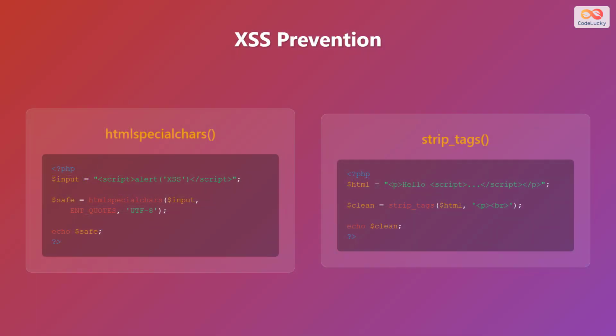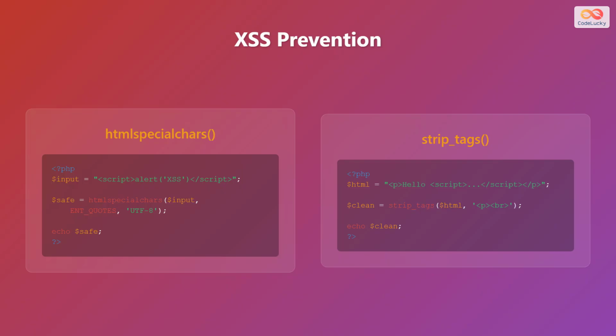Cross-site scripting, often abbreviated as XSS, is a common web security vulnerability. To prevent XSS attacks, it is essential to use functions like htmlspecialchars and strip_tags. The function htmlspecialchars converts special characters to HTML entities, preventing browsers from executing malicious code. The function accepts the input string, encoding quotes, and the character set as arguments.